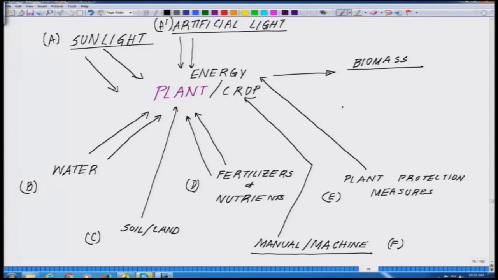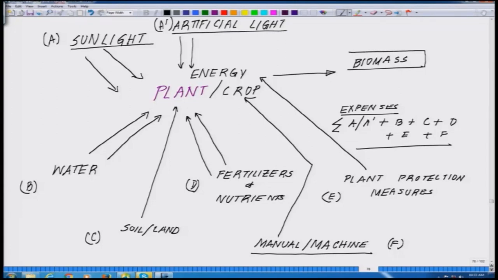So if I have to put the expenses, these are your expenses. Expenses include A or A prime, plus B, plus C, which is soil and land, plus D, plus E, which is plant protection measure, then you have the F, at least. Now what you are producing is biomass. What is the form of biomass you are getting? That's what we are going to discuss today. Either it will be starch or some form of other simple carbohydrates like sucrose.